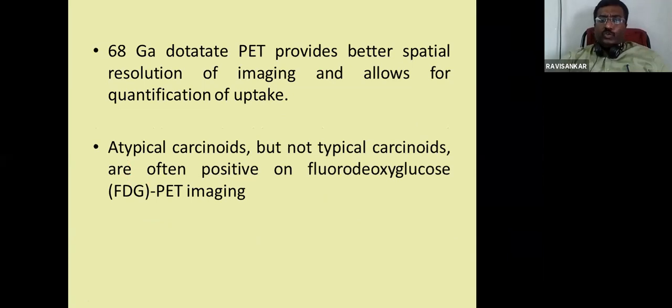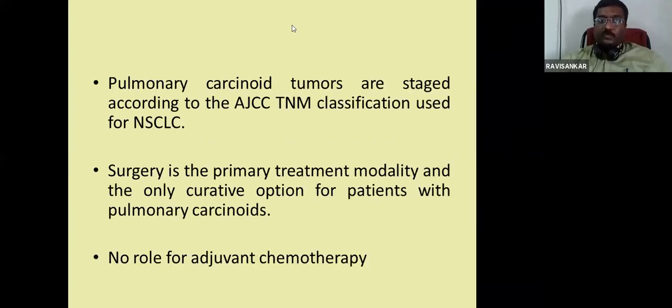Usually the PET CT scan is useful in very aggressive variants like small cell lung cancer. But when it comes to typical carcinoids, PET imaging is not useful. You can use the Dotatate scan for the diagnosis.